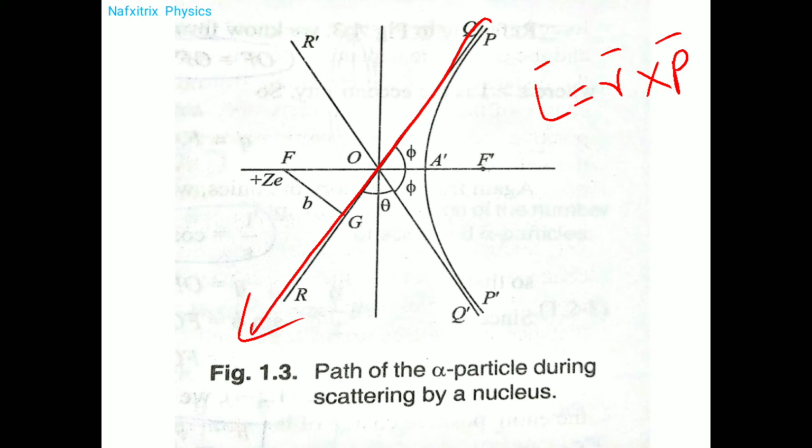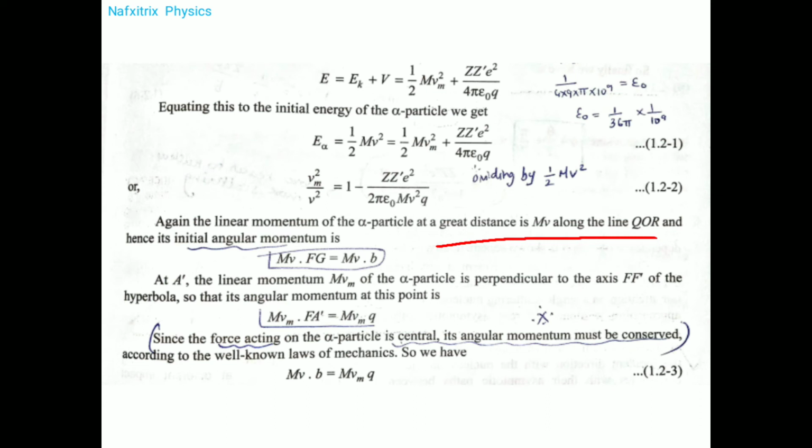That means we could write it as momentum into perpendicular distance. So this is the momentum, it is going in this direction. The perpendicular distance from the nucleus is nothing but this impact parameter b. Hence its initial angular momentum is mv into fg.